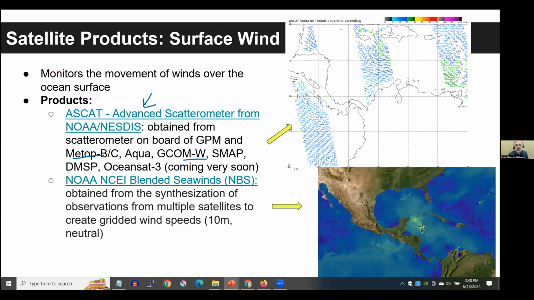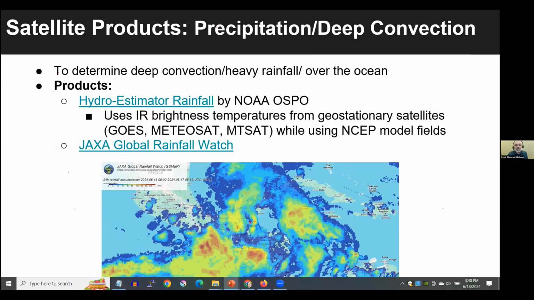Then we have the blended sea winds. This is another useful product obtained from the synthesization of observations from multiple satellites, gridded to create gridded wind speeds. The resolution of these winds is approximately 10 meters. Okay, we've got 10 minutes to go. So this is just a quick review of some of the products.